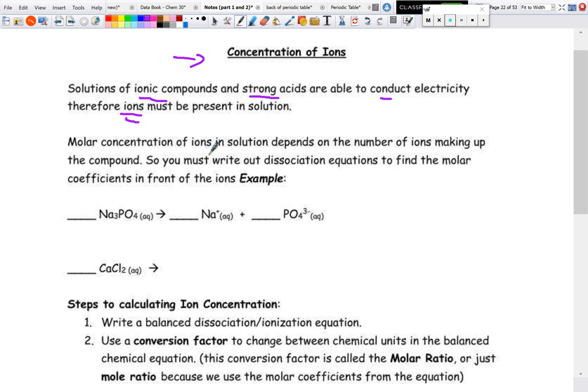So when we have molar concentration of ions in solution, it's going to depend on the number of ions making up the compound, or from its dissociation equation. So of course our first step when we are trying to figure out concentration of ions, we need to write out a dissociation equation to find the coefficients, essentially trying to find out how many ions there are.